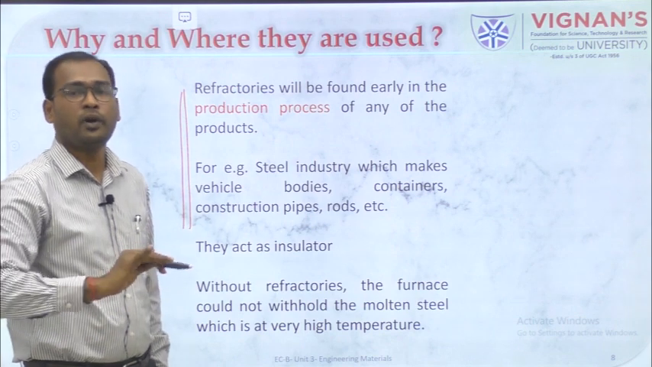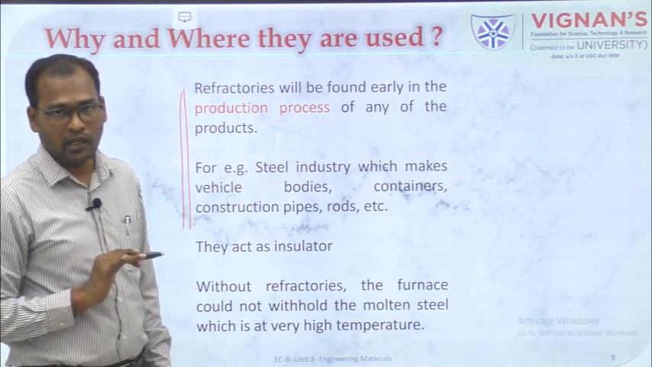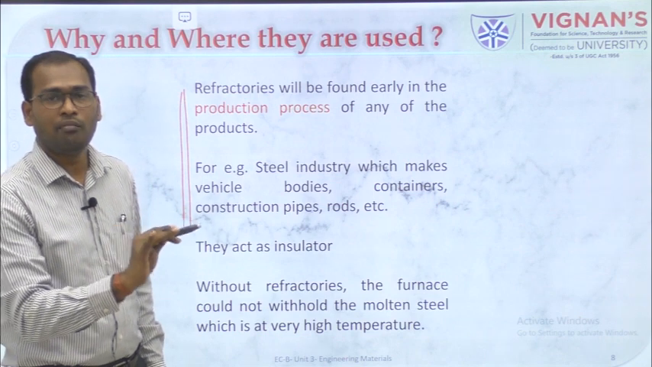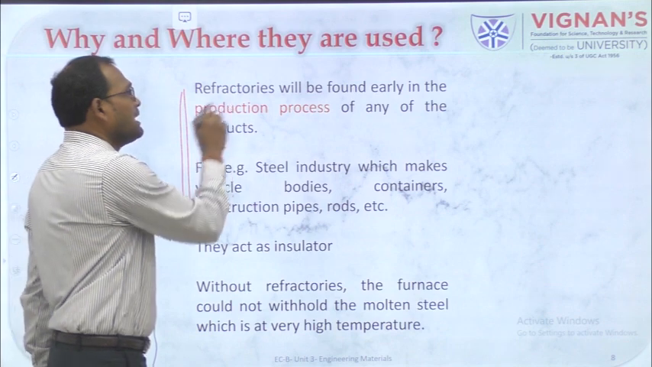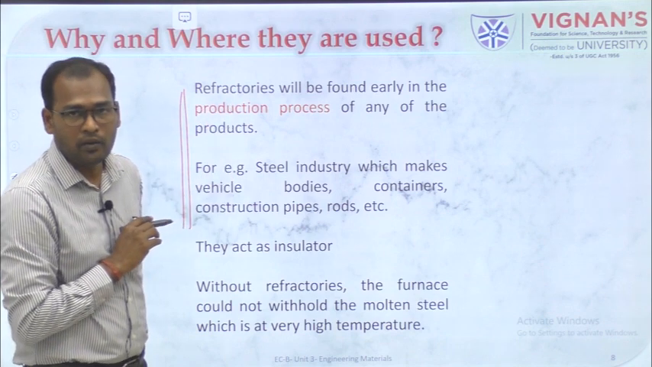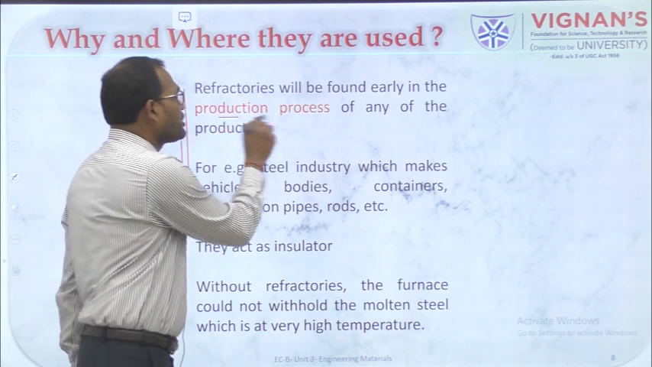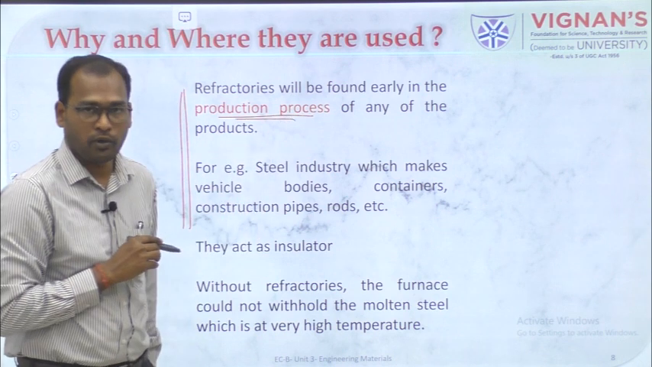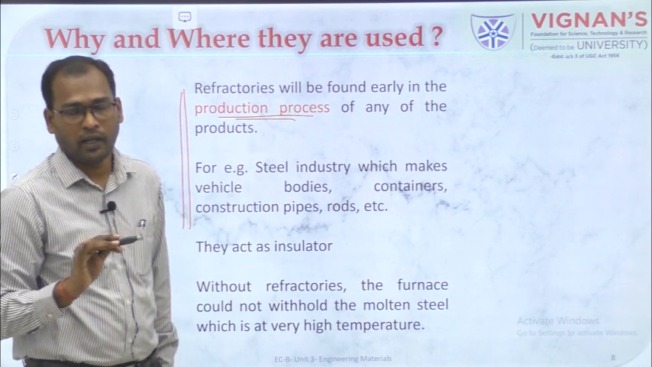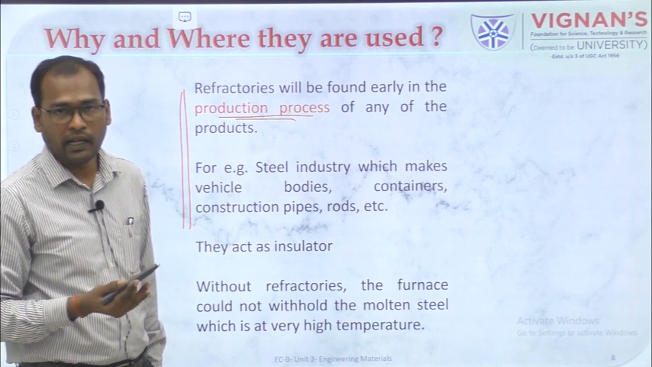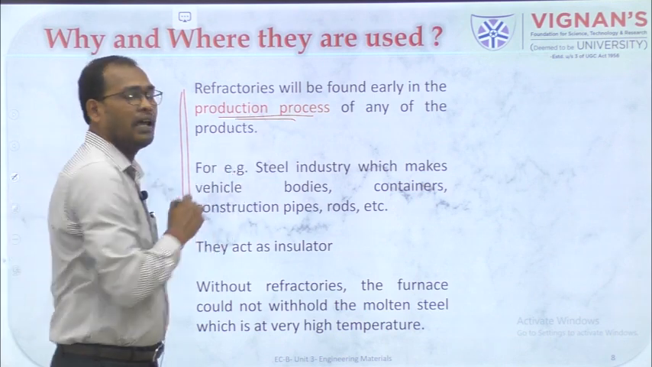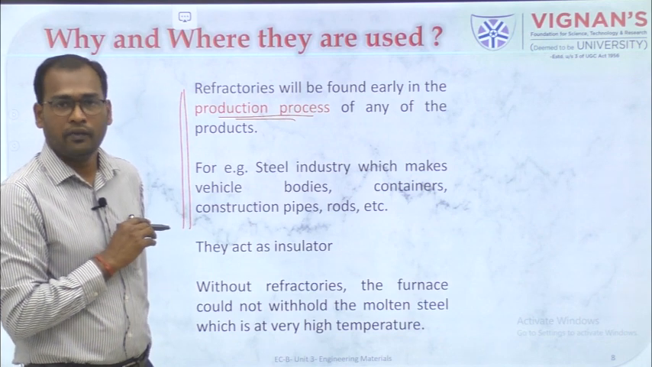So whenever there is production of any material, it will be accompanied by refractories. That's what is written here. Refractories will be found early in the production process, and this production process can be anything: metal or non-metal or glass. All these will have refractories with them, right.